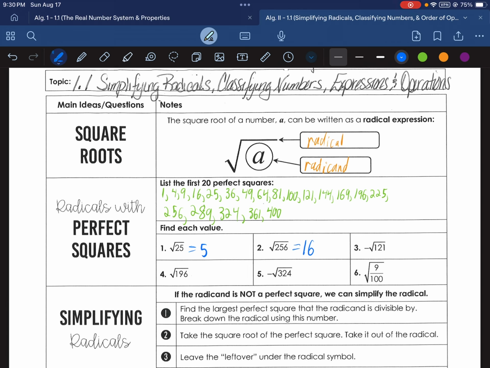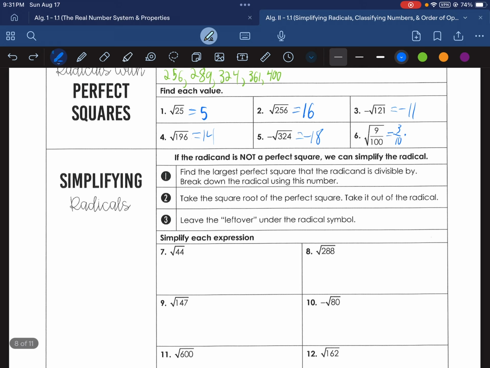Number 3, negative square root of 121. Well, the square root of 121 is 11, so this is just negative 11. Number 4, the square root of 196 is 14. Number 5, negative square root of 324 is negative 18. And number 6, the square root of 9 over 100. Well, the square root of 9 is 3, and the square root of 100 is 10, so this is 3 over 10. If you did 3 over 10 times 3 over 10, you'd have 3 times 3 on the top, which is 9, and 10 times 10, which is 100, on the bottom.